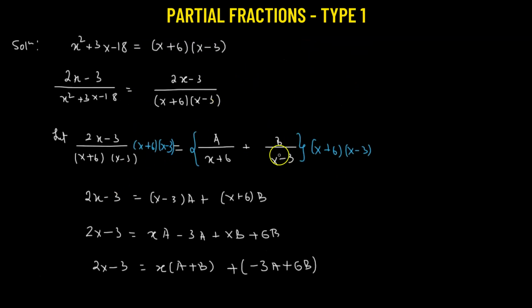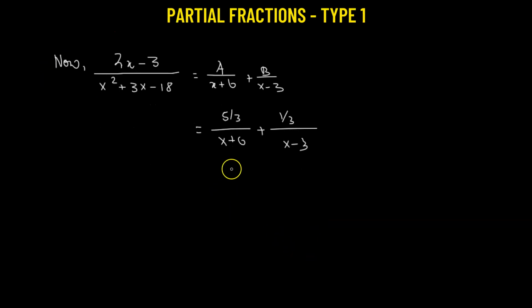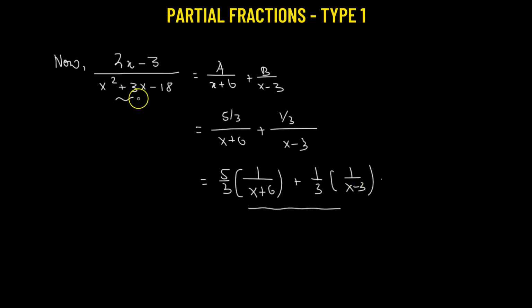This is our assumption, 2x minus 3 over x plus 6 times x minus 3, which was equal to A over x plus 6 plus B over x minus 3. So we will get A, which is 5 over 3, divided by x plus 6, plus the B value, which is 1/3 divided by x minus 3. We can rewrite it as 5/3 multiplied by 1 over x plus 6 plus 1/3 multiplied by 1 over x minus 3. This is the final answer, and if we combine these two partial fractions, we are going to get the original rational fraction.